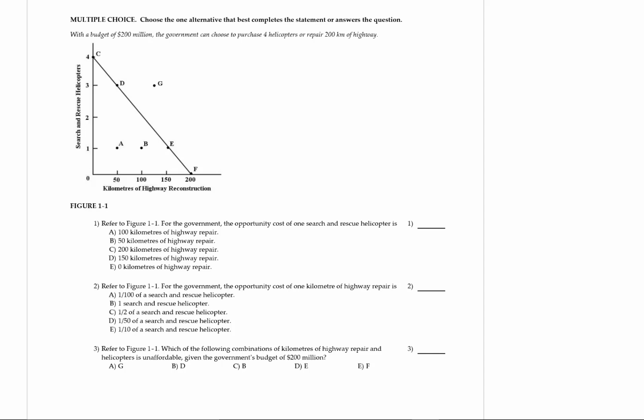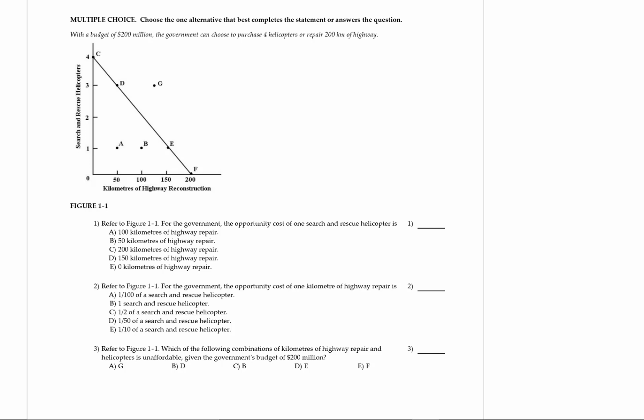In this video, we're going to solve 3 multiple choice problems related to the production possibility boundary. This question gives us a production possibility boundary where the government's choosing whether to produce search and rescue helicopters or kilometers of highway construction. The first question asks, for the government, the opportunity cost of one search and rescue helicopter is blank, and we're given 5 different options to choose from.